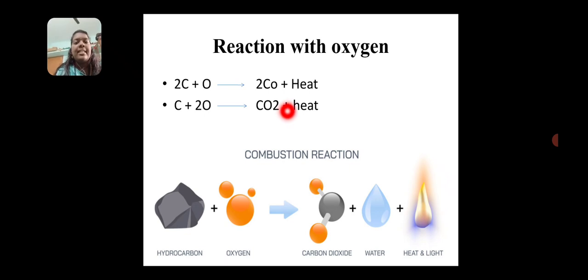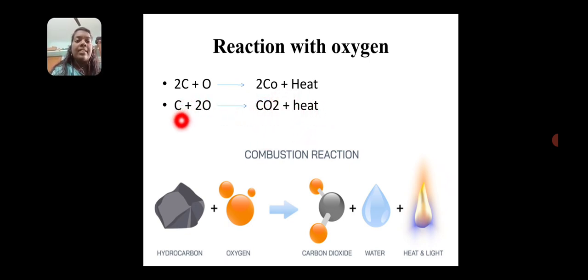In this reaction, heat is liberated. In the combustion reaction, hydrocarbons react with oxygen and form carbon dioxide, and give out water, heat and light. So in the first reaction, carbon reacts with oxygen and forms carbon monoxide, which is a very dangerous gas. At the same time, carbon reacts with more oxygen to form carbon dioxide and release heat.